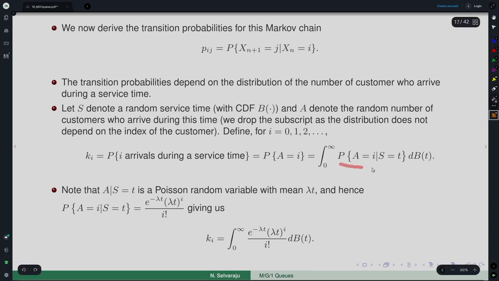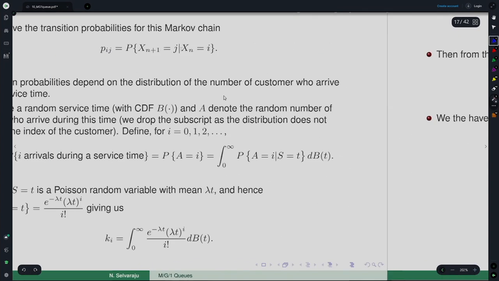But now, I have to find this probability. S is fixed at t, and I am looking at A arrivals during an interval of length t. The arrival process is a Poisson process, and hence A given S equal to t is a Poisson random variable with mean lambda times t, so this quantity is exactly equal to this. If I substitute that here, I will get this as my k_i, which is an important quantity here. k_i gives you the probability of i arrivals during a service time, given by this expression. So, this is an important quantity in this analysis, and you should just remember that this is what you have obtained as k_i.